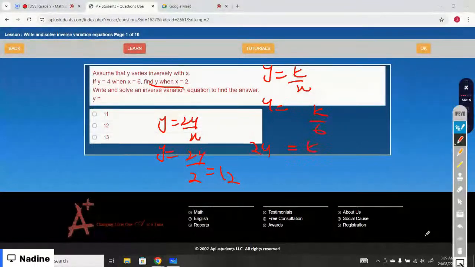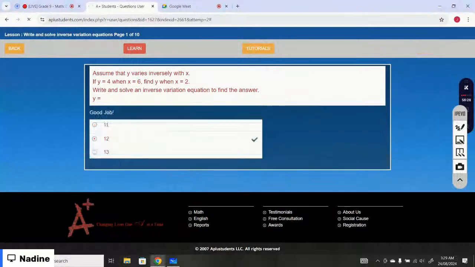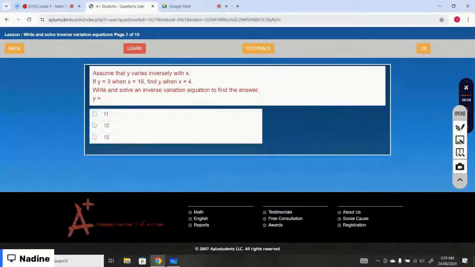Okay, so let's just move on to the next example. That is k equals 12. Option number 2 is the correct option, right? Okay, assume that y varies inversely with x. If y equals 3 when x equals 16, find y when x equals 4. So what is the correct option?